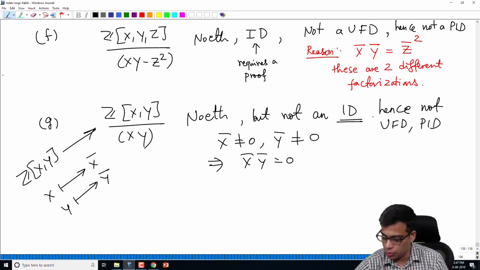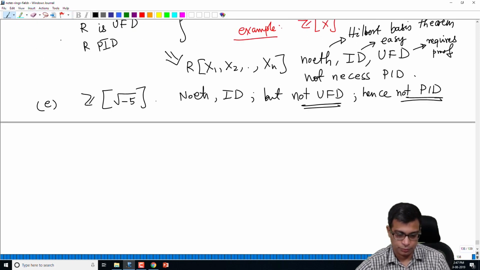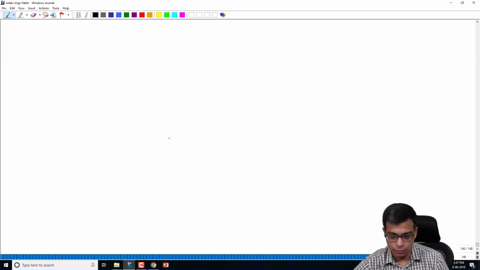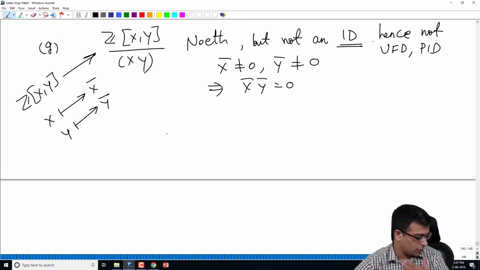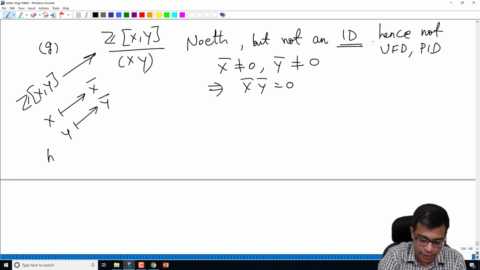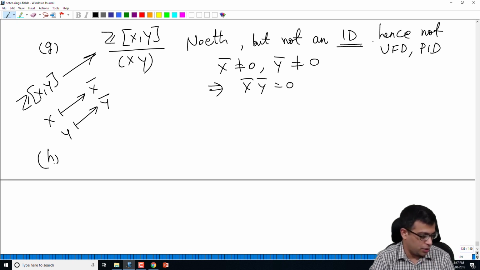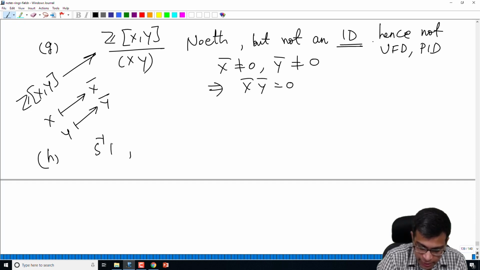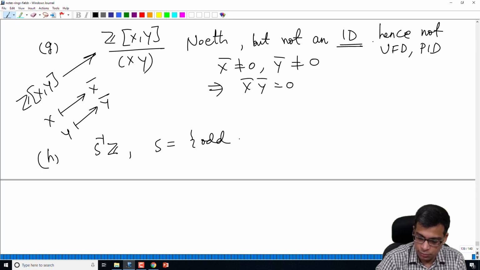So the next example. This is an example of something that's not even an integral domain. So one more example: the ring that we consider, S inverse R, S inverse ℤ, where S is the odd integers, the previous problem that we considered.